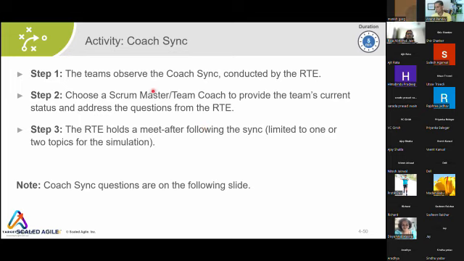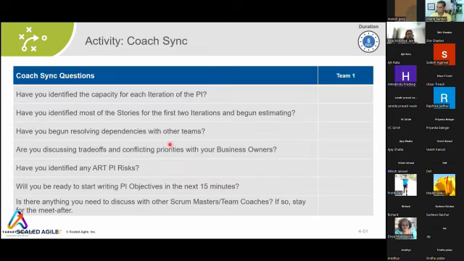As I told you, you can have coach syncs in between. In the simulation, we observed the coach sync, how the coach sync happens. All the teams observed that. So this slide is on that. These are the questions asked during the coach sync, which is nothing but a Scrum event. Now it is called coach sync, where the RTE is present, and he will ask you questions like these.